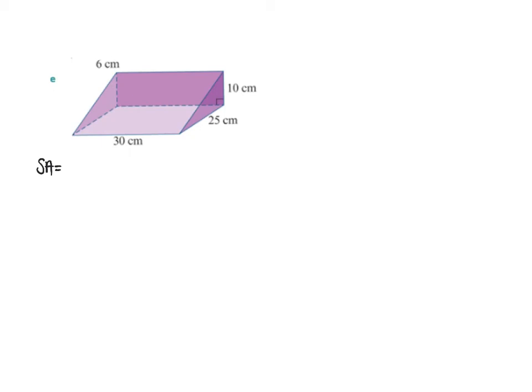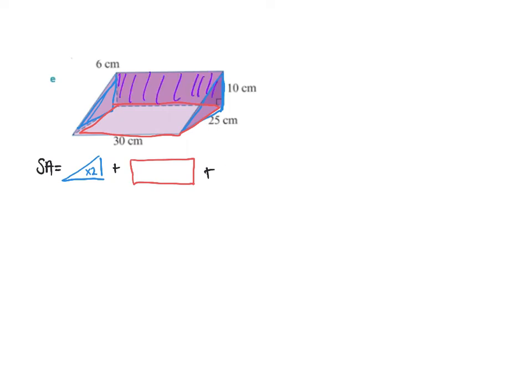To get the surface area, I'm going to go through all the shapes. First of all, I've got this triangle here, and I have another one there, don't I? So I'm going to say I have 2 of them. Then I have this base on the floor. Can you see that? That's a rectangle. Then there are 4 sides to this shape, so I've got the back rectangle as well.